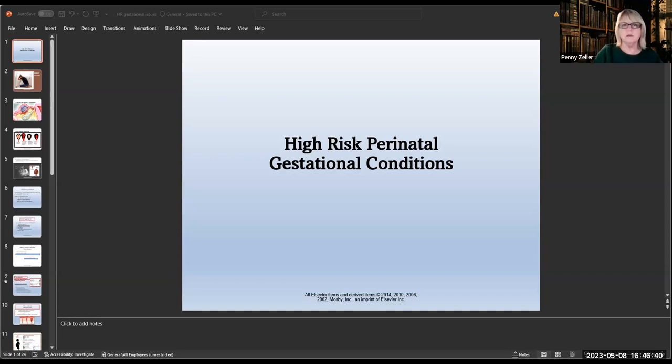All right. Another problem we can see in pregnancy or that occurs during pregnancy is what? What's this a picture of? What do you see here?